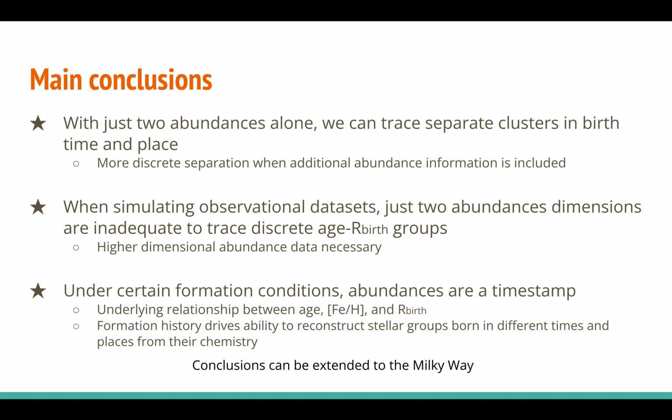And finally, what I last showed is that under certain formation conditions, abundances are a timestamp: when there is an underlying relationship between age, metallicity, and R-birth, we are able to estimate R-birth. However, formation history ultimately drives the ability to reconstruct stellar groups that are born at different times and places from their chemistry. But the most exciting and important result here is that these conclusions we believe can be extended to the Milky Way, and therefore chemical tagging and its variants are possible for our own galaxy.